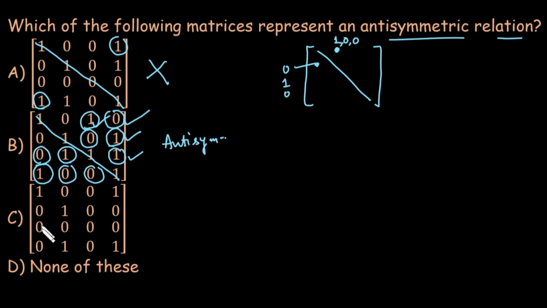Also note that option C is also representing the antisymmetric relation. Why? Because here we are getting these two ones, its reverse position is this and its reverse position is this. So in this case, two options are correct, B and C.